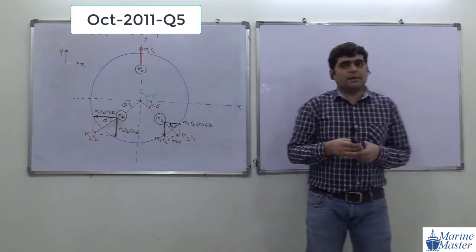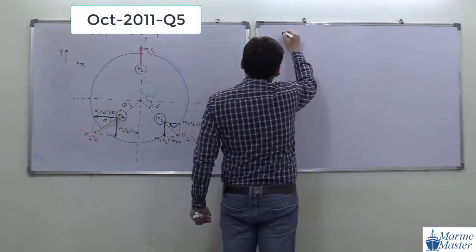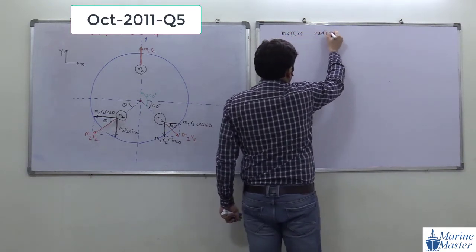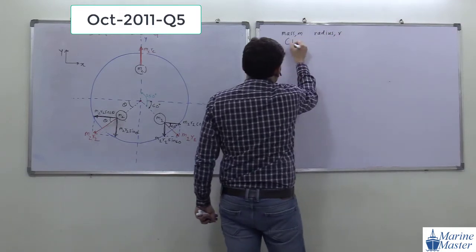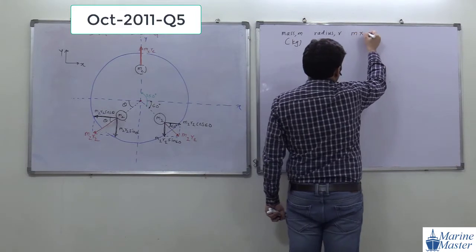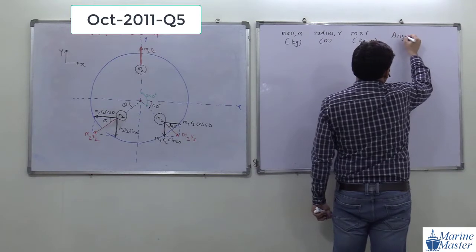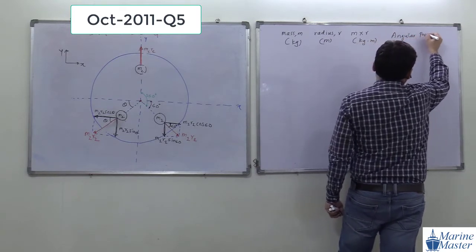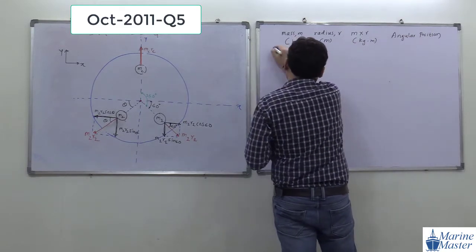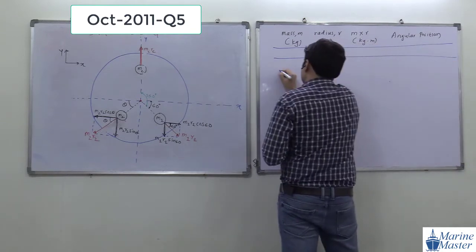What will be the format of the table? In the table, the first point is mass. We denote mass by m. Second point is radius, denoted by r. Mass unit is kg. Radius unit is meter. Then m into r, which is in kg meter. And the next one is angular position. Okay, see the table carefully. Understanding of this table is very, very important to us.